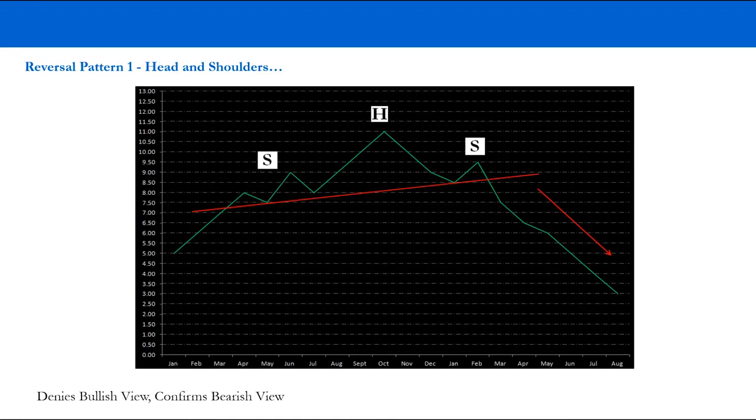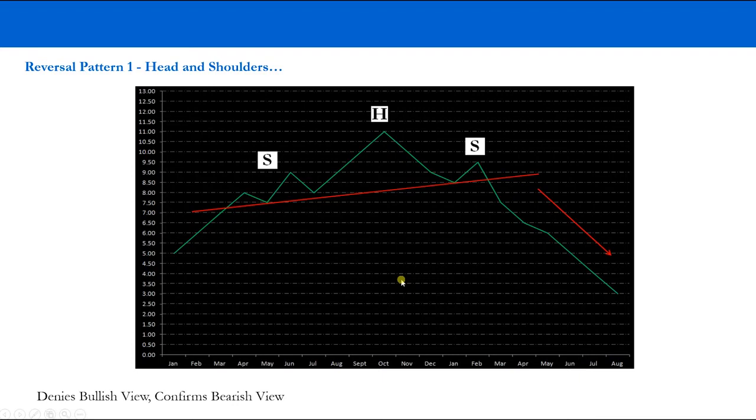What about now when we start looking at reversal patterns? So our first reversal pattern is a head and shoulders. Why we call it a head and shoulders is because in this pattern, which comes up a lot in financial markets, it's very, very common, we have a left shoulder, our right shoulder, our head, and what we call a neckline.